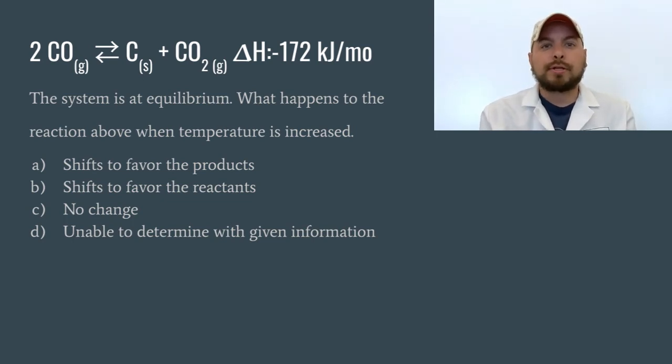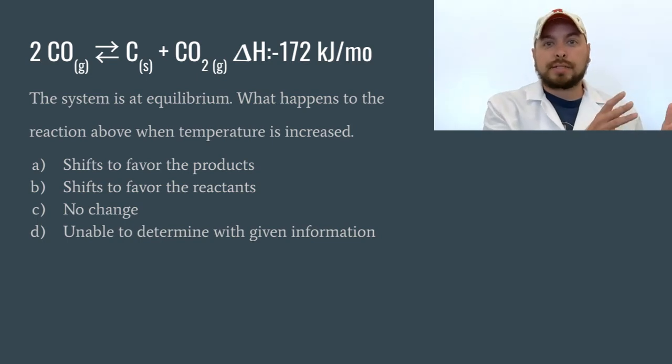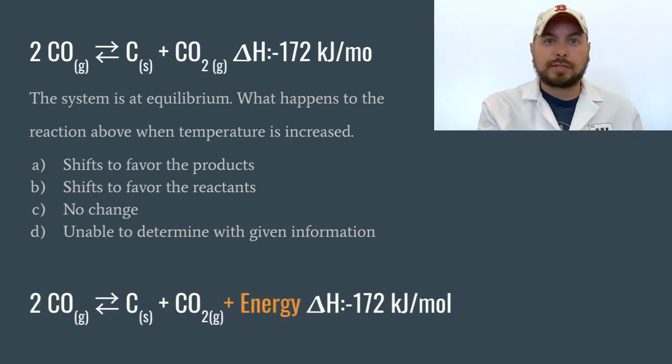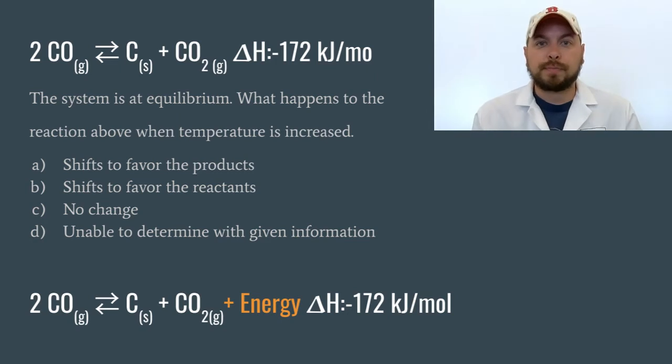Here I've got an exothermic reaction. I know it's exothermic because the delta H is negative. I want to know what happens if I were to increase the temperature of this process. Now, think about it. It's exothermic. So if I'm going to think about this conceptually, the reaction is going to have energy on the product side. Because it's exothermic, energy is released from the system.